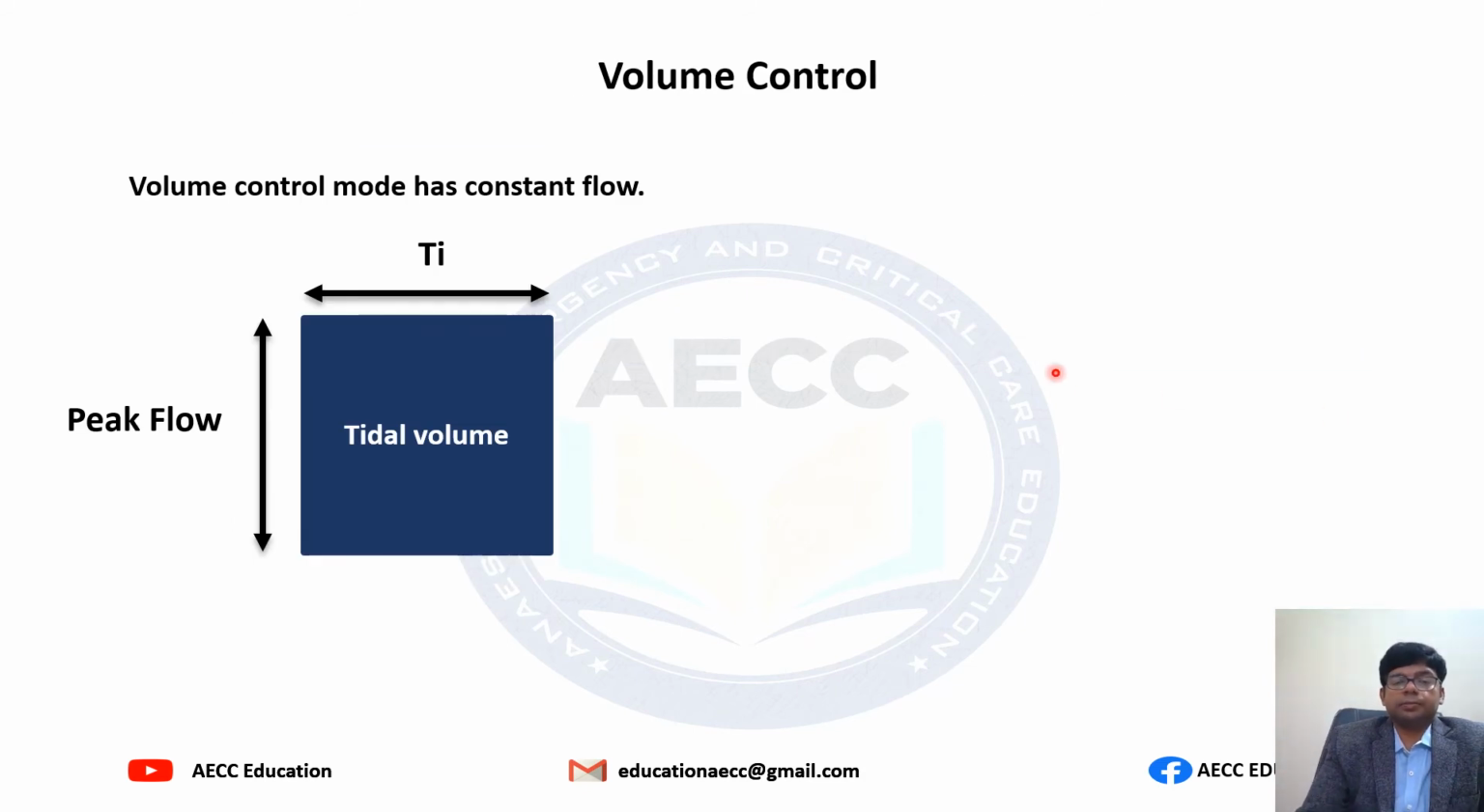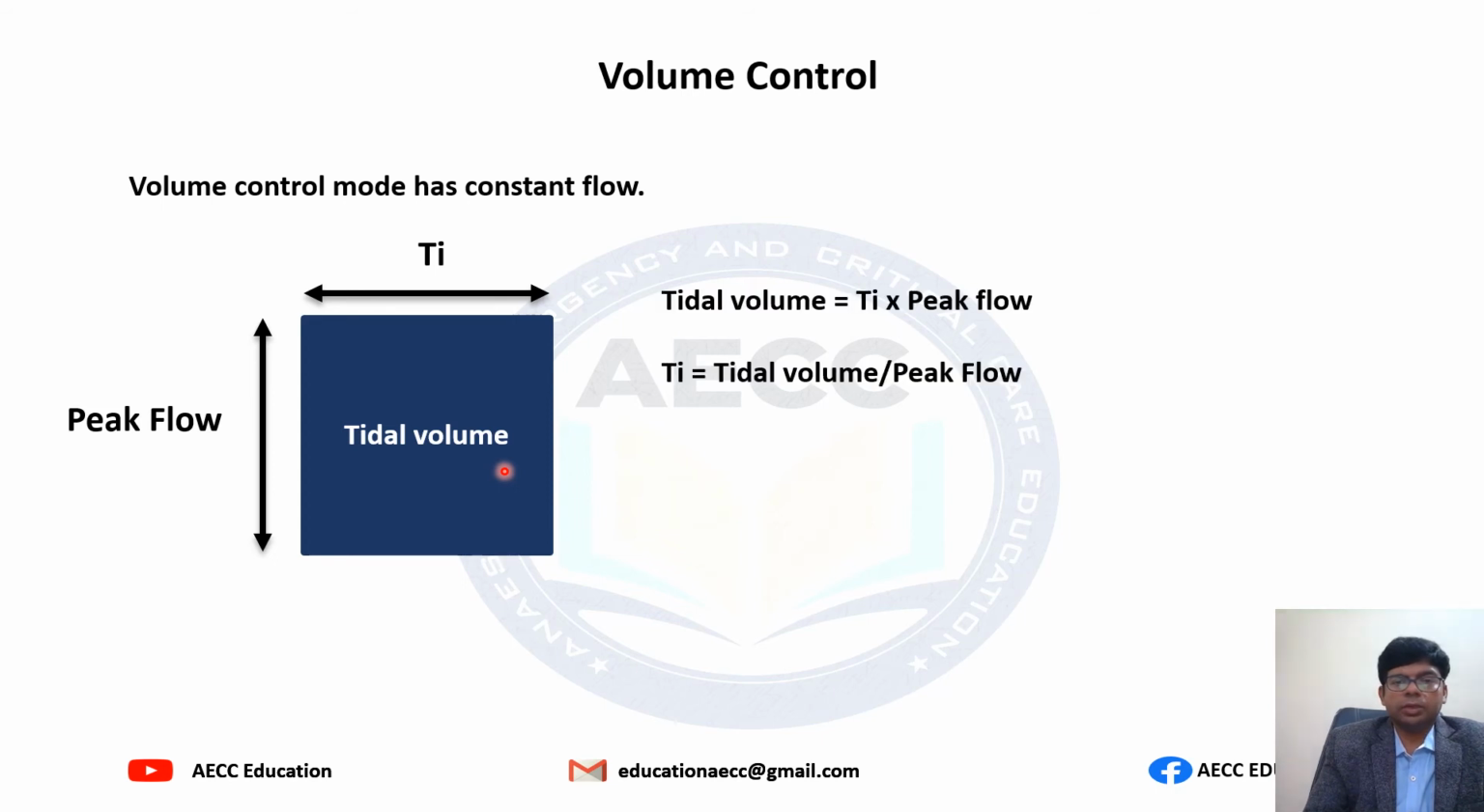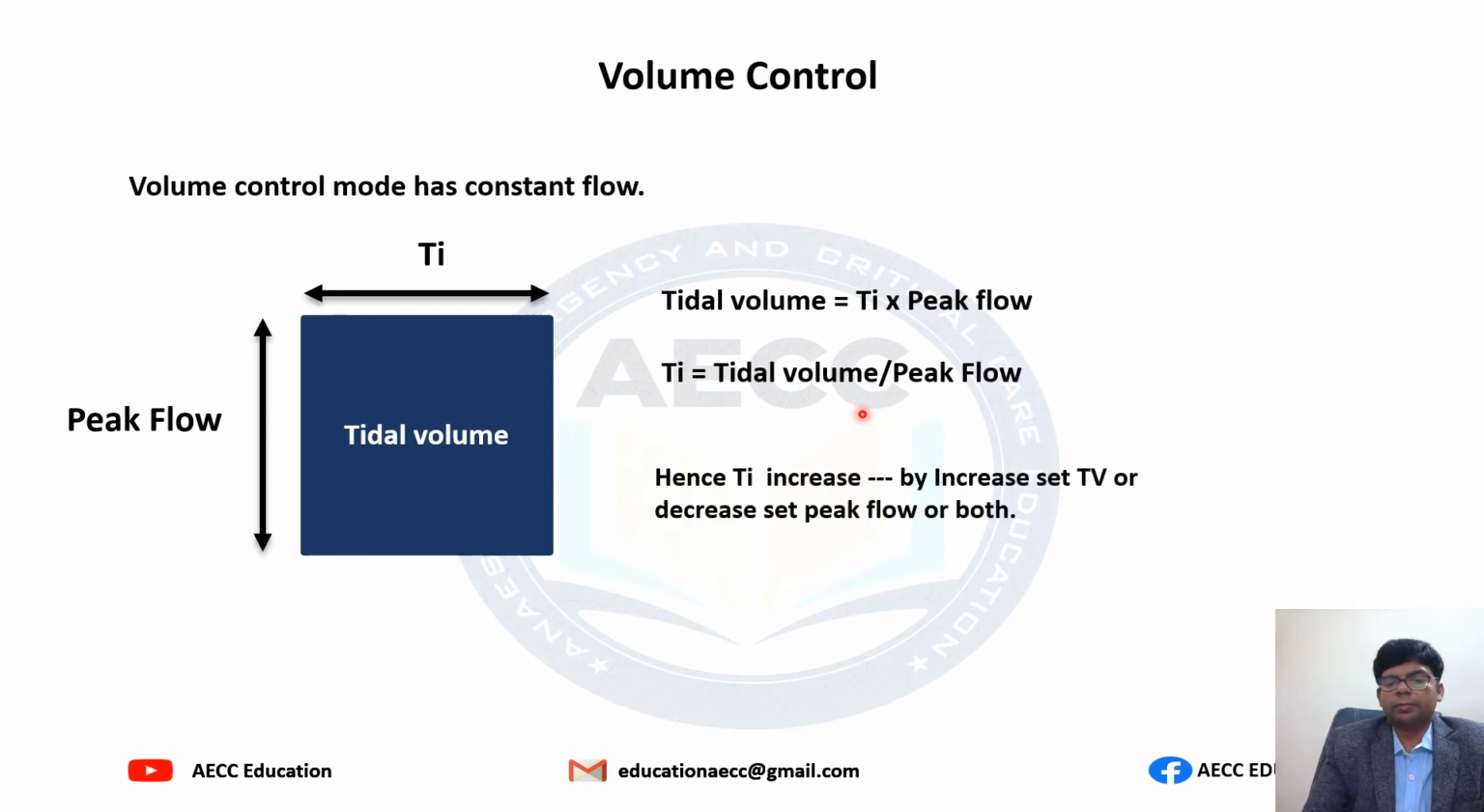Let's understand it. If the patient is on the volume control mode, there is a constant flow, that is the square wave pattern of the inspiratory flow. So tidal volume depends on the inspiratory time and the peak flow. Hence, tidal volume is equal to inspiratory time times the peak flow. The inspiratory time is equal to the tidal volume divided by the peak flow. This Ti can be increased by increasing the set tidal volume or by decreasing the set peak flow or both.